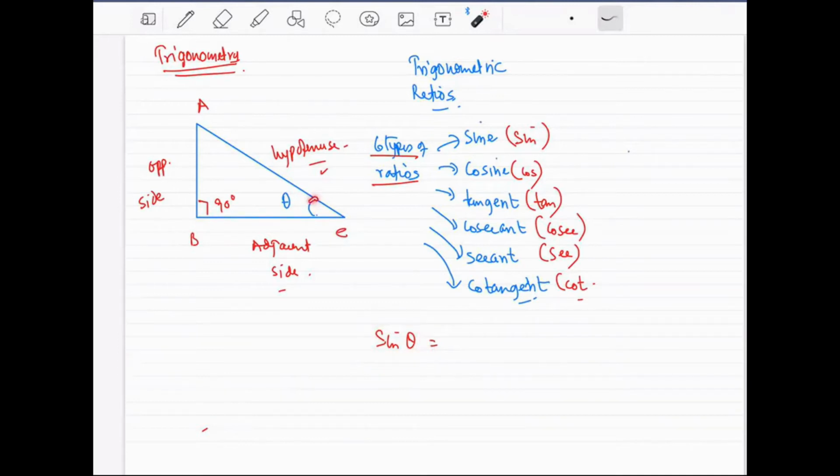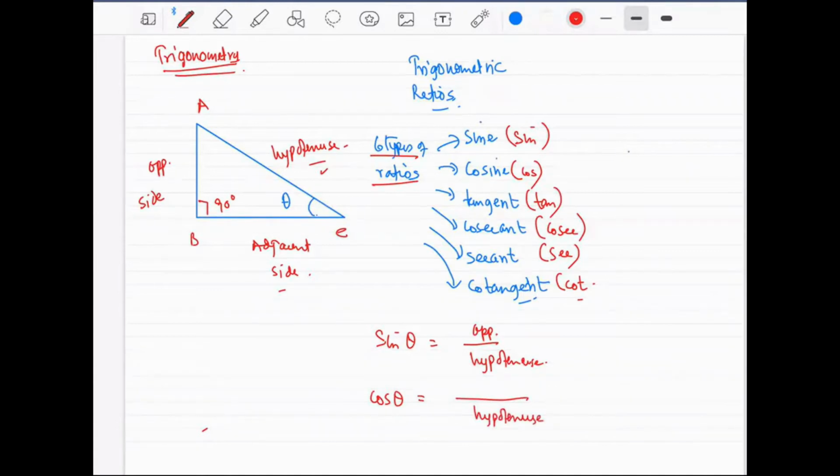So if I take this angle theta right here, the opposite side is this one, and the hypotenuse is this one. If I divide these two, then the value that I'm getting is called sine theta. So the formula for sine theta is opposite divided by hypotenuse. What about cos theta? Cos theta has the same hypotenuse, but the numerator won't be opposite anymore. We will have adjacent here. And tan theta will be opposite divided by adjacent.